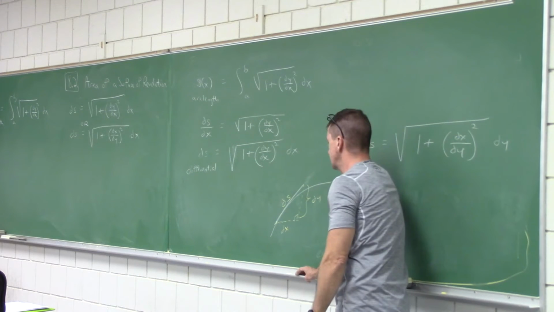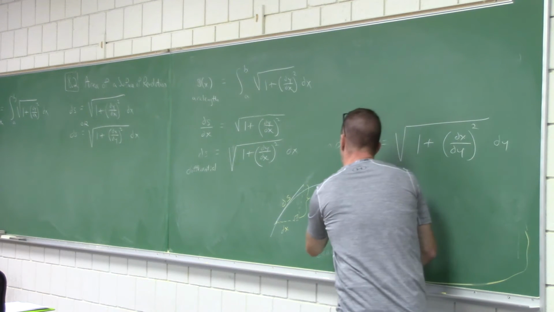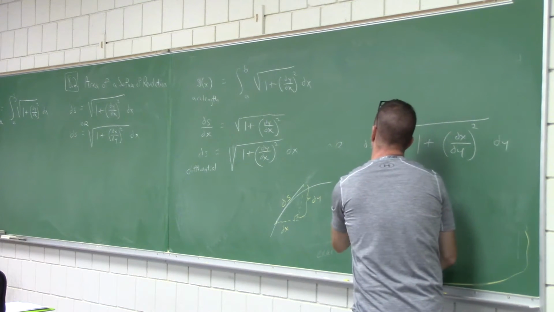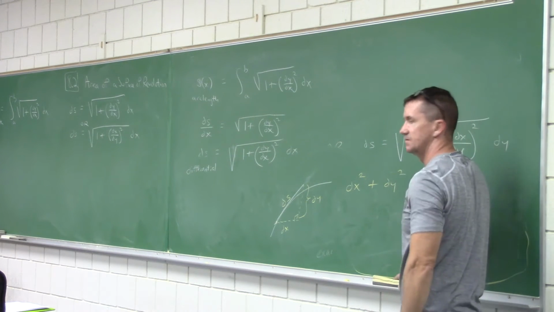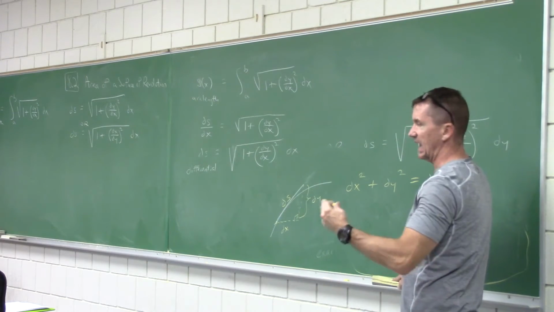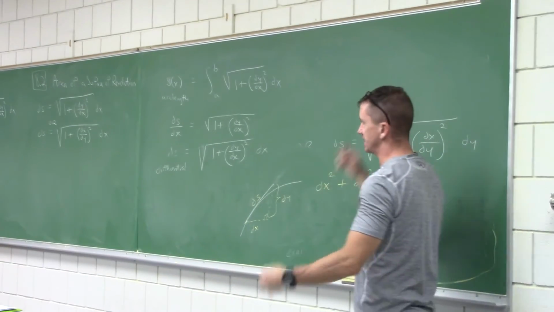That's that differential. And do you see the Pythagorean theorem? I'm going to write it out. What's dx squared plus dy squared? But you want to actually see what it would look like in terms of that differential.